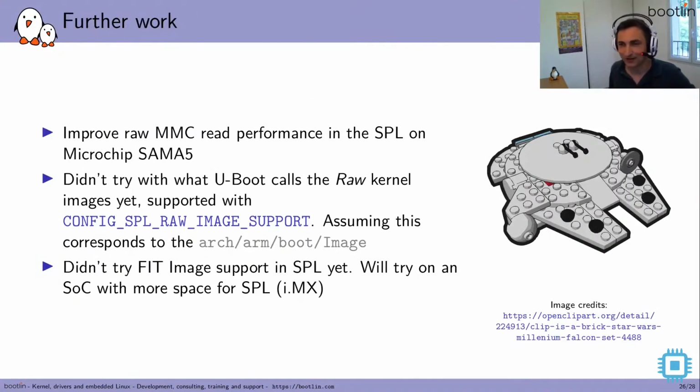Now further work on this topic. The first thing is to work on improving the raw MMC read performance in U Boot's SPL on Microchip SAMA5. Something else I didn't try yet is what U Boot calls the raw kernel images, which are supported with config SPL raw image support. I assume this corresponds to the uncompressed image in Arch ARM boot image on ARM 32-bit. I didn't try fit image support in SPL yet. We'll try it on an SoC with more space for the SPL, such as i.MX.